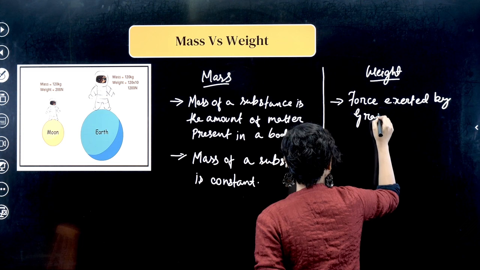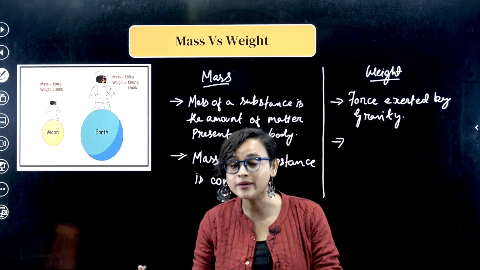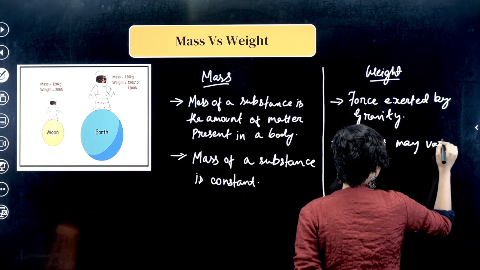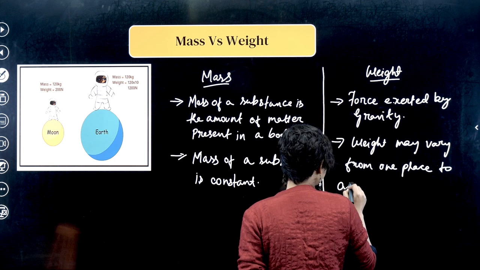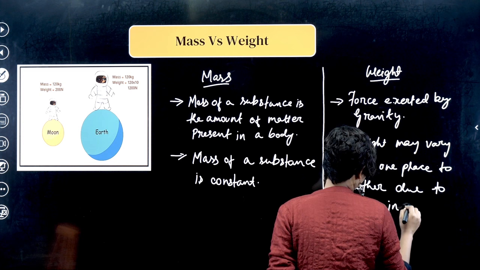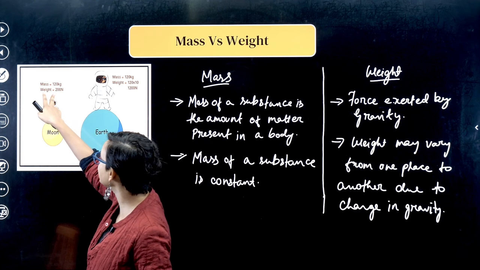All right, yes. And this can change. Weight can change. It may vary from one place to another because of change in gravity. Yes. So weight may vary from one place to another due to change in gravity. So tell me something. Now, do you understand this picture? Do you understand why weight here is 200 Newton only, but here weight is 1200 Newton?